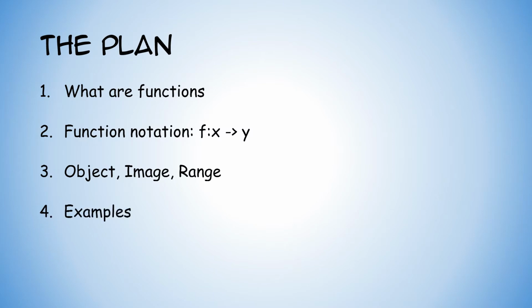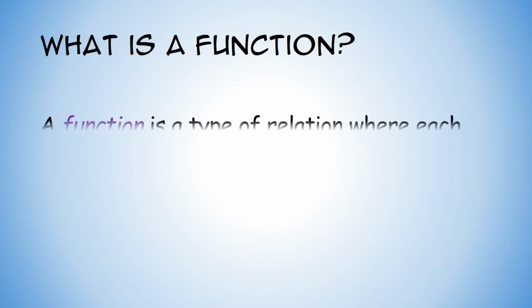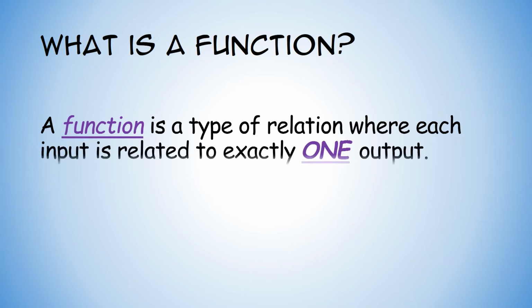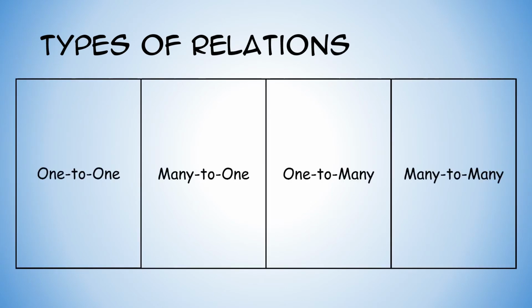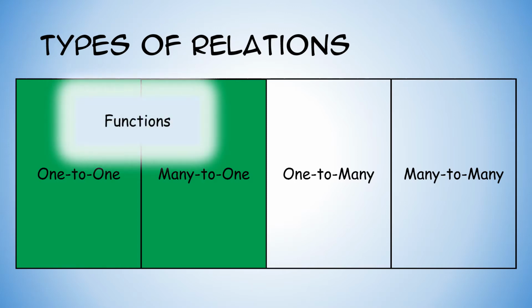A function is a special type of relation where each input is related to exactly one output. What does this mean? Visiting our relations from earlier, it means that only one-to-one or many-to-one relations are classed as functions. Note that an output can have different inputs, but each input may only be related to one output.